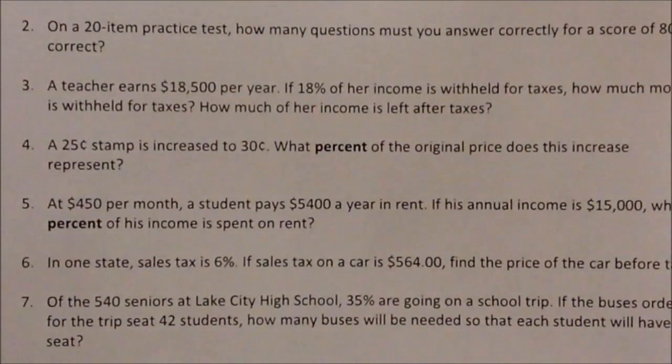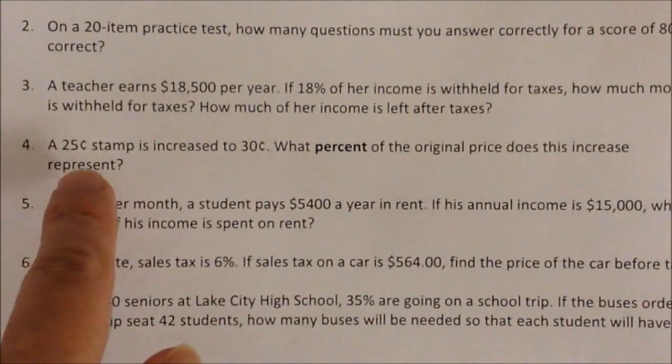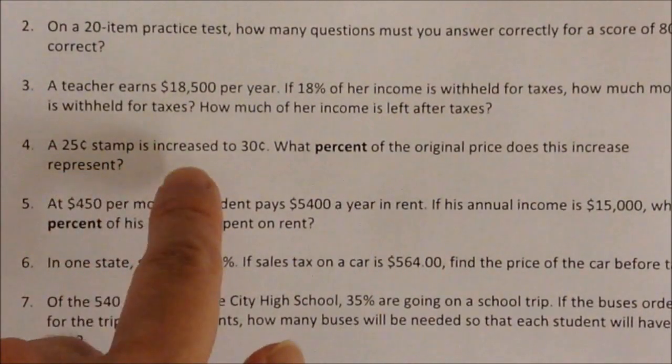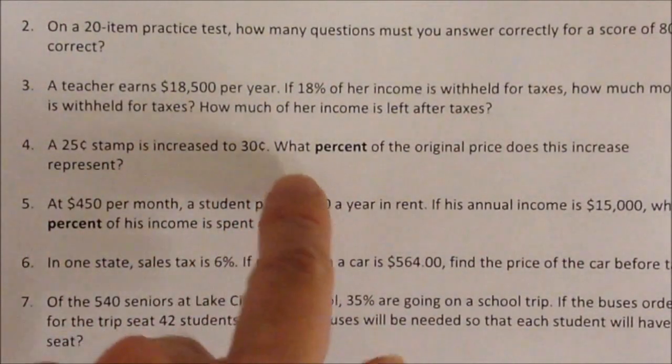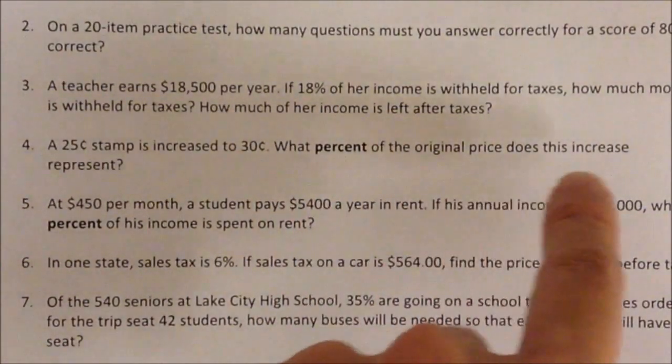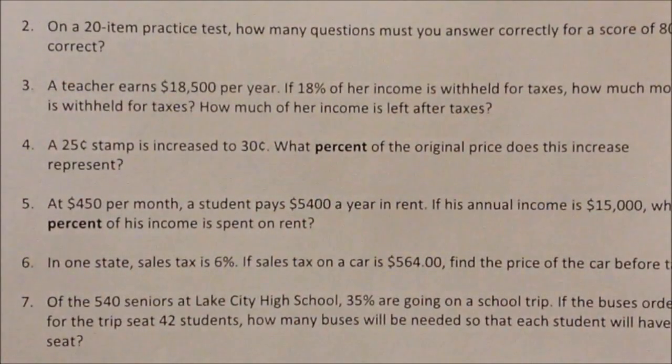In our next example, we're going to work on number 4. Number 4 says a 25-cent stamp is increased to 30 cents. What percent of the original price does this increase represent? So take a moment to copy down this word problem, and then we're going to work on how to pull out the information, how to work it out. It's going to be a little bit different process at the beginning, but towards the end it's going to be the same.